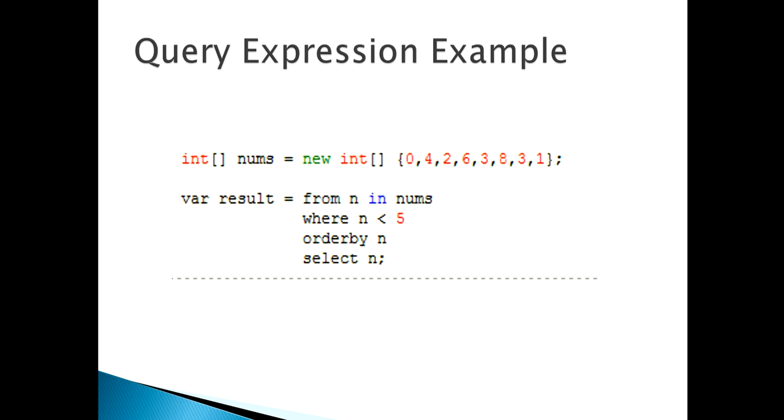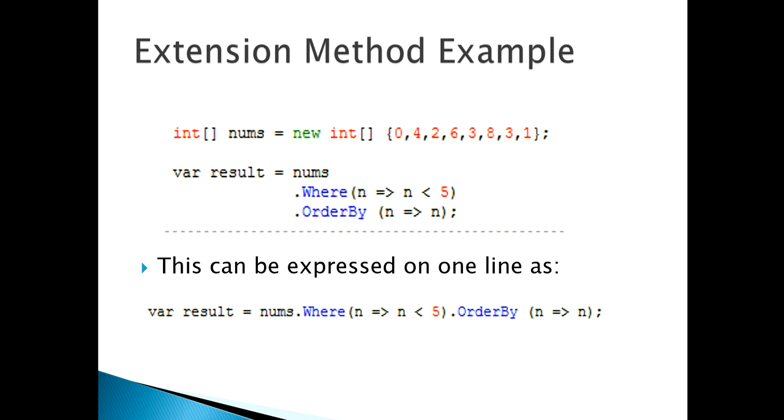So notice we get away from lambdas for the most part in our query expression syntax, but to rewrite it, we just go to our integer array called nums dot where, and our lambda expression is n goes to n is less than 5. Order by, now this might look funny: n goes to n. Well, that's the way with a lambda. That's what you have to do in order to specify that what we really want to order by is n, but it has to be a lambda expression, so we put it in that format.